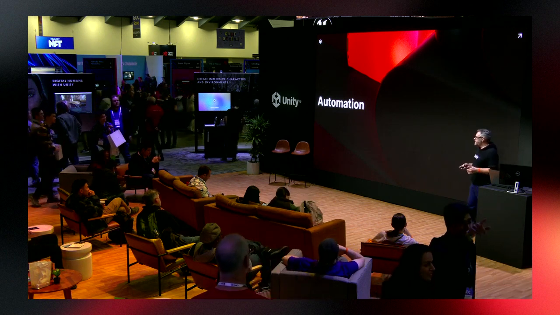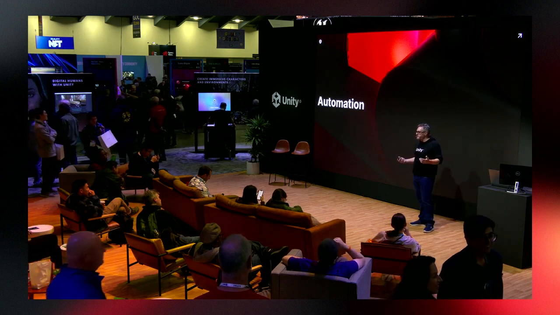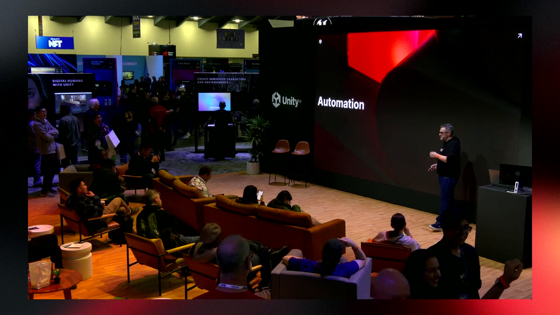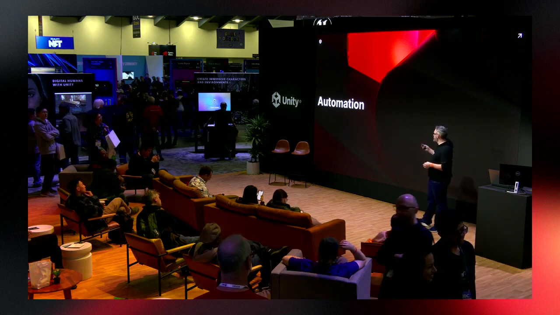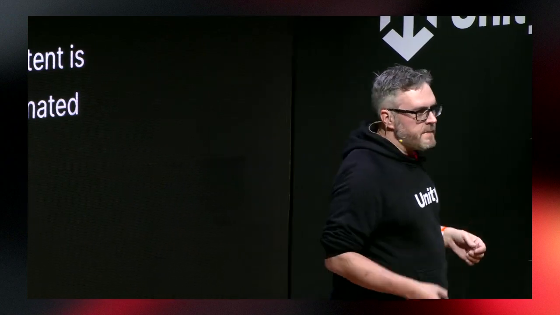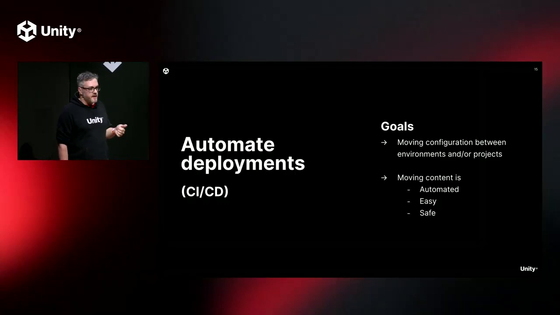The next step, because we're satisfied with the feature, we want to get it ready for our QA team. So we want that configuration to be available in staging. So what we're going to do, we're going to automate the deployments or set up a CI/CD pipeline. The goals are very simple: moving configuration between environments and projects. We want that operation to be easy, safe, and automated.